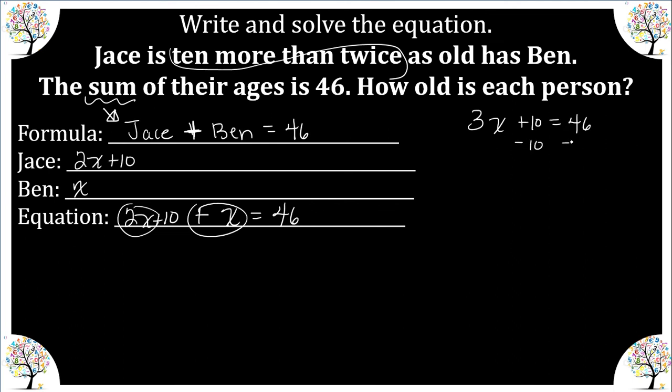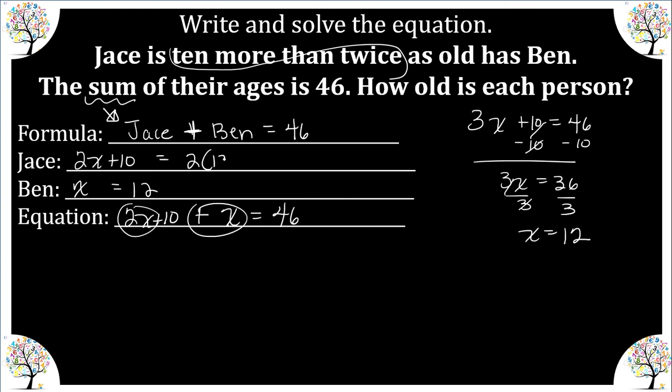We are going to isolate x, which is Ben's age. So Ben is 12, and Jace is 2 times 12 plus 10. 2 times 12 is 24, plus 10 gives us 34. And if you have 34 and 12, you get 46. I hope this helps.